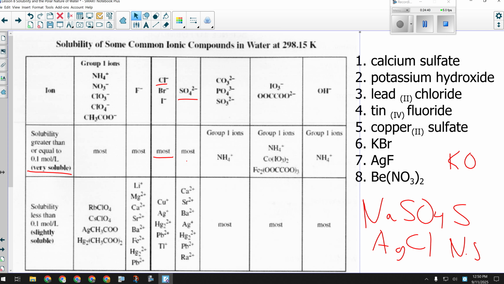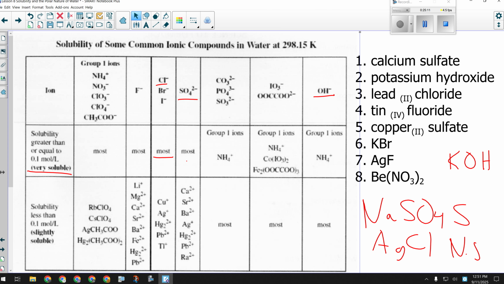Okay, what about if I have this one? Potassium hydroxide. Same thing. Here's hydroxide. It says here, group 1 ions. Where's group 1? First row, or first column. Yeah, first column. This is group 1. Is potassium in that row? Yeah. Is that soluble?